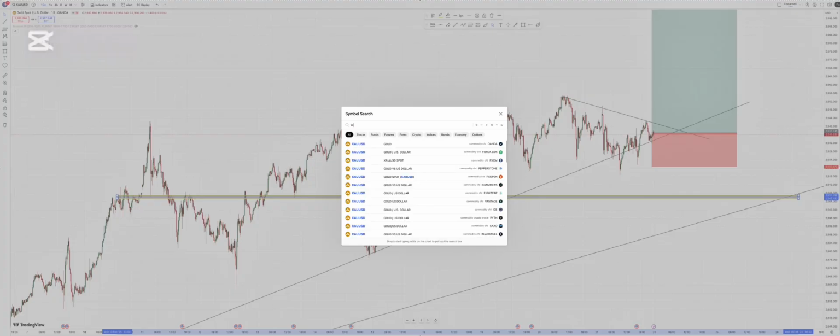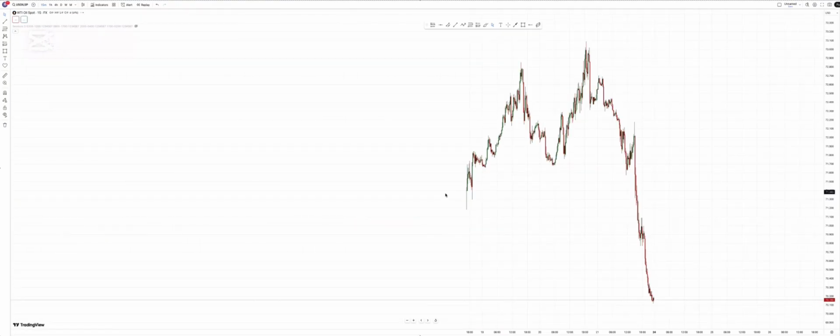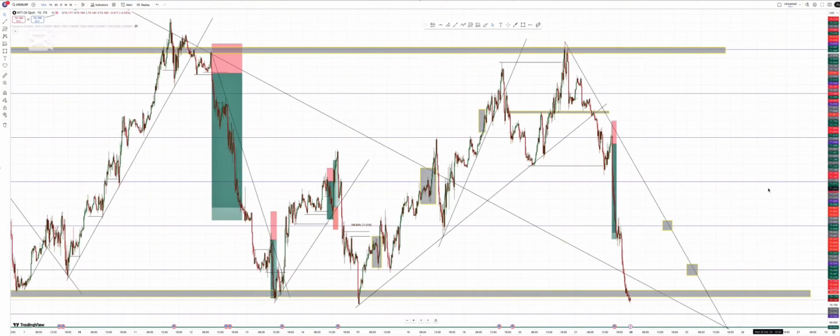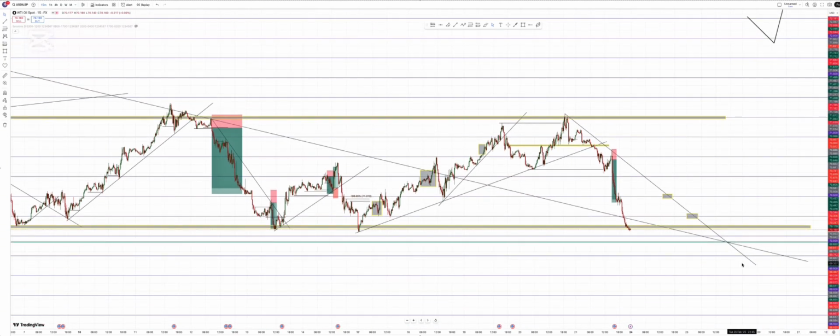The last one is US oil. Let me go for US oil. Okay, let me show you my real chart. On US oil, we're having a free fall. There are two places in which I'm expecting price to retrace to.